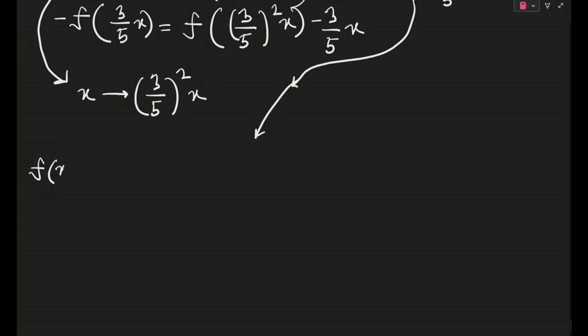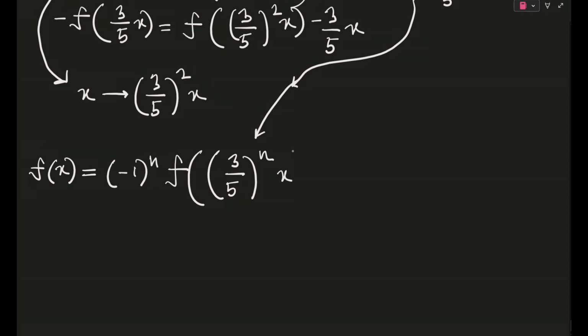Whatever I did in the first step, we will just repeat that till n terms, because we want to find this in terms of n. If I repeat that till n terms, f of x will come out to be minus 1 power n. Why? Because you saw in the first step we had minus f of 3 by 5x. In the next one you will have f of (3 by 5) whole square x. In the next one you will have minus f of (3 by 5) whole cube x, and this pattern will continue. So the first term will be minus 1 power n f of (3 by 5) whole power n x.